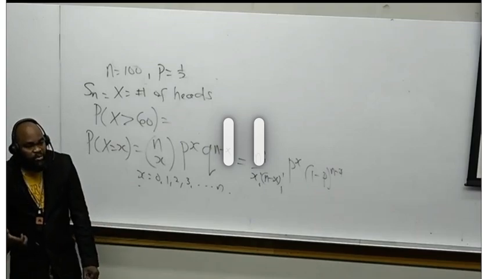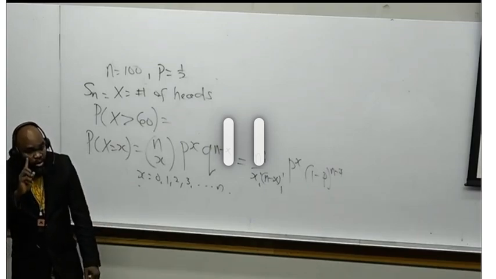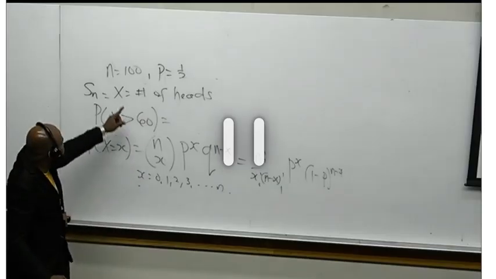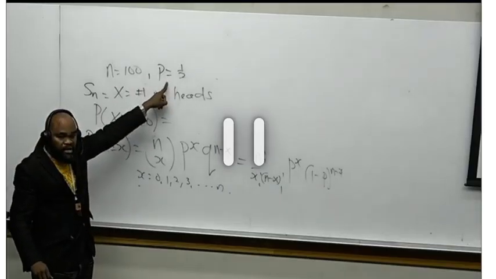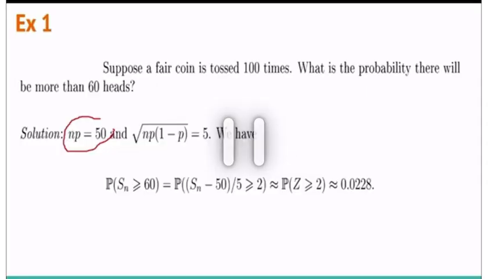If I want to use normal approximation, the number one thing I need to do, I've identified my n and p, then I need to find np. I'm just going to multiply 100 by half, and that will give me 50. Then I'm also going to get the standard deviation, because I want to use the idea of a z-score. Why am I using a z-score?